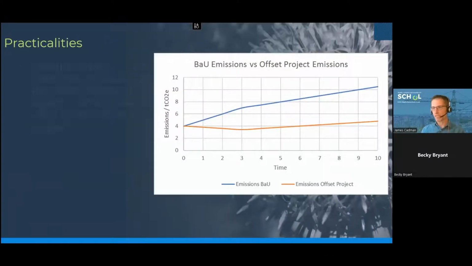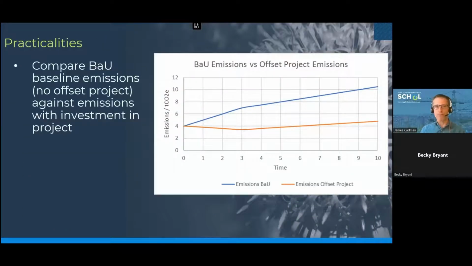So the practicalities of this: the idea is that you compare a business as usual baseline, which is the blue line on the graph, against what would happen in addition if we were to do our scheme, the orange line below. How much carbon are we going to reduce or avoid by doing a certain scheme?